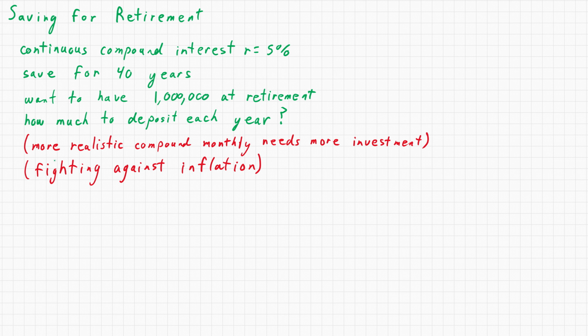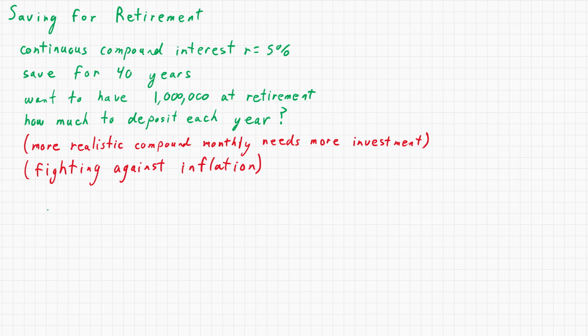And a couple things here. A more realistic compound monthly needs more investment, right? You get a little bit more money if you have continuous compound interest. And also keep in mind you are fighting against inflation. As the money is accruing in value, it's essentially devaluing because of inflation. But on the flip side, if you have a loan, inflation is actually good for you because the value of the loan should go down relative to your wages going up with inflation.